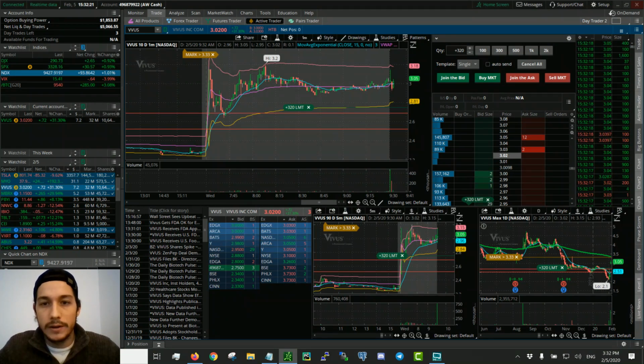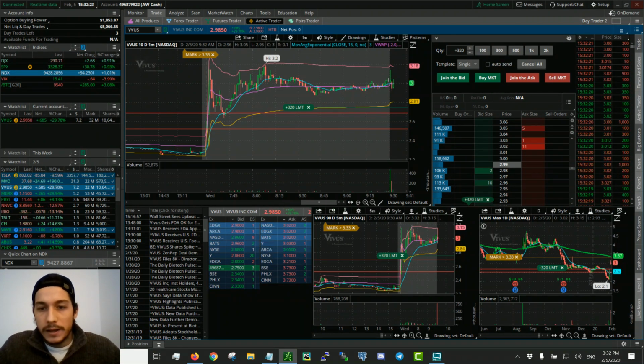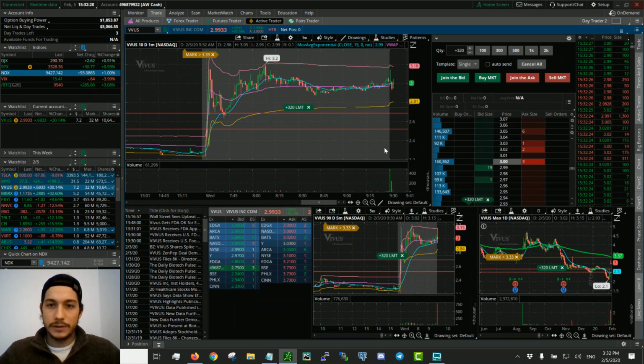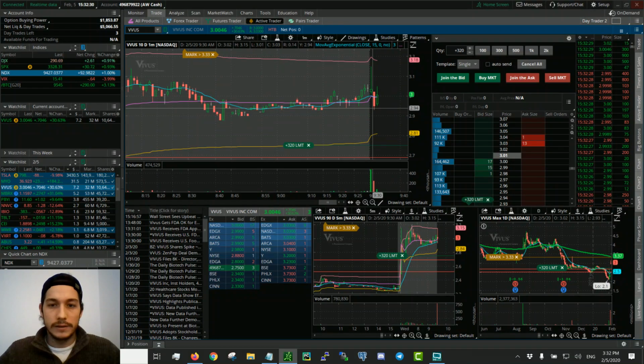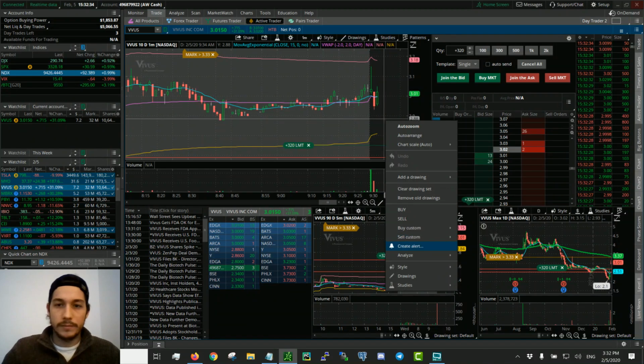Here we go. Big buyers, and let's see what kind of pullback this gives us. I just don't like that big wick to the upside. I find that a little bit sketchy. I'm going to put an alert here if we go under 2.9.